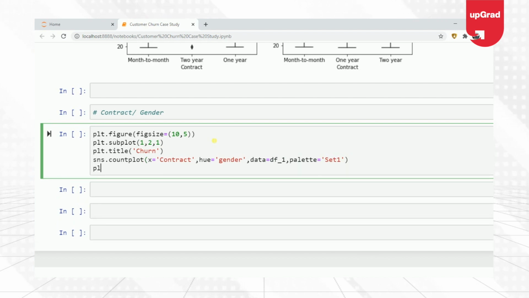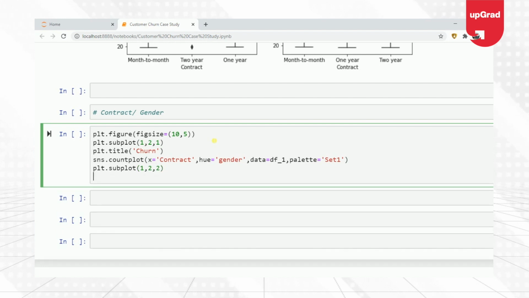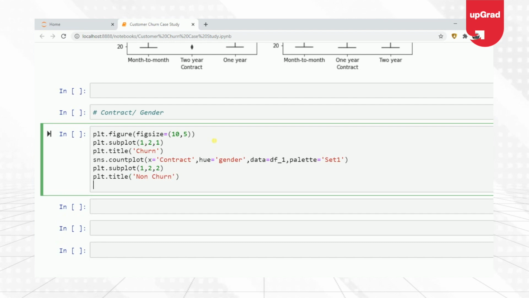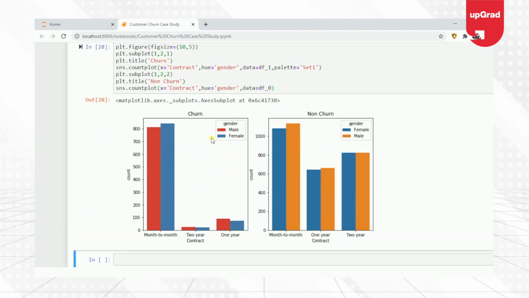plt.subplot(1, 2, 2), title is going to be non-churn, and sns.countplot. Once again, we are plotting one more count plot here. The x-axis is going to have the contract, and the hue will again be based on gender. Data is going to be retrieved from data frame 0. Okay, so here we have this plot.